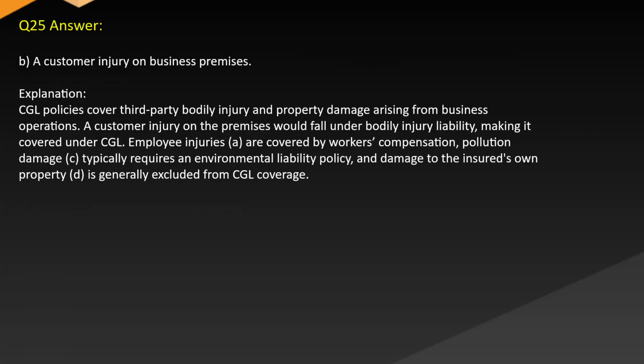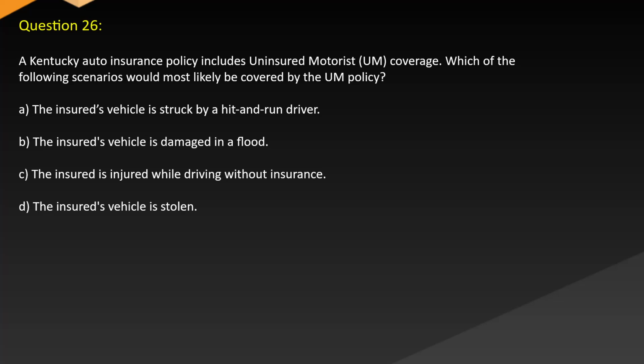Answer B. A customer injury on business premises. Explanation. CGL policies cover third-party bodily injury and property damage arising from business operations. A customer injury on the premises would fall under bodily injury liability, making it covered under CGL. Employee injuries are covered by workers' compensation. Pollution damage (C) typically requires an environmental liability policy, and damage to the insured's own property (D) is generally excluded from CGL coverage.